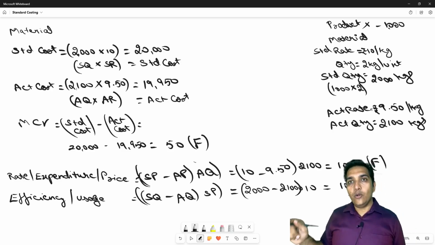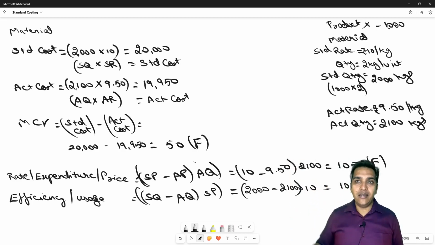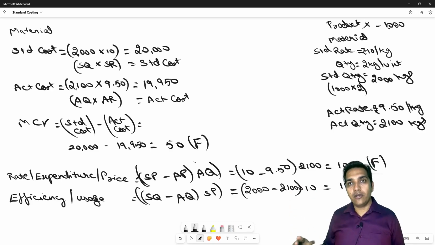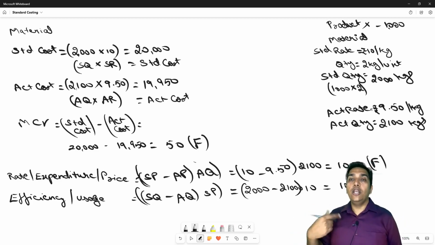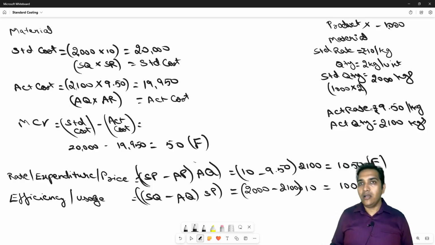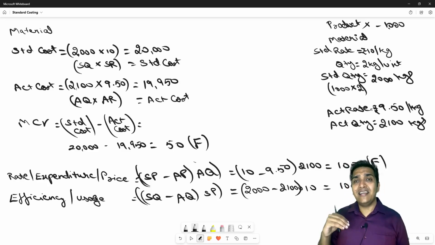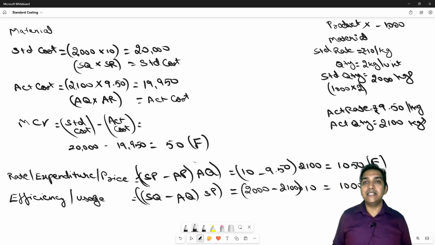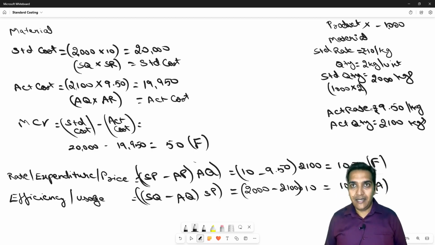Now in this example, my standard quantity was 2000. My actual quantity came out to be 2100. So I have excess usage of material. I have used more material than I had planned for. So it is not a favorable situation to me. It's an unfavorable situation, a loss to me, right? Or in other terms, we call it an adverse situation to me. So this becomes adverse.